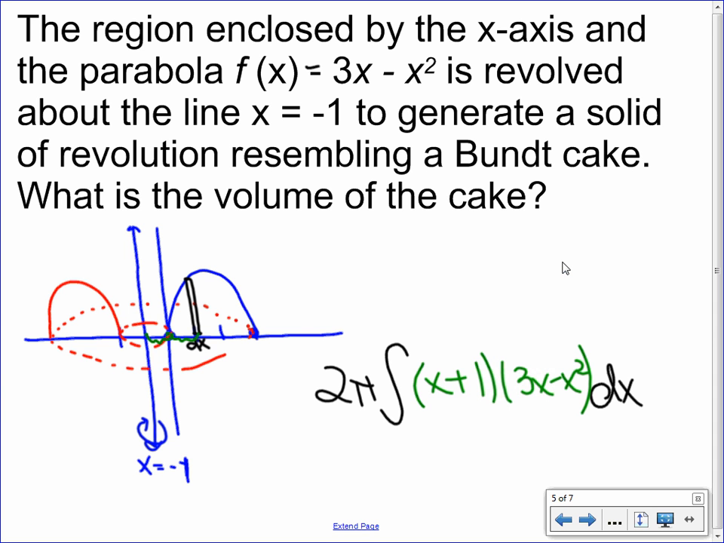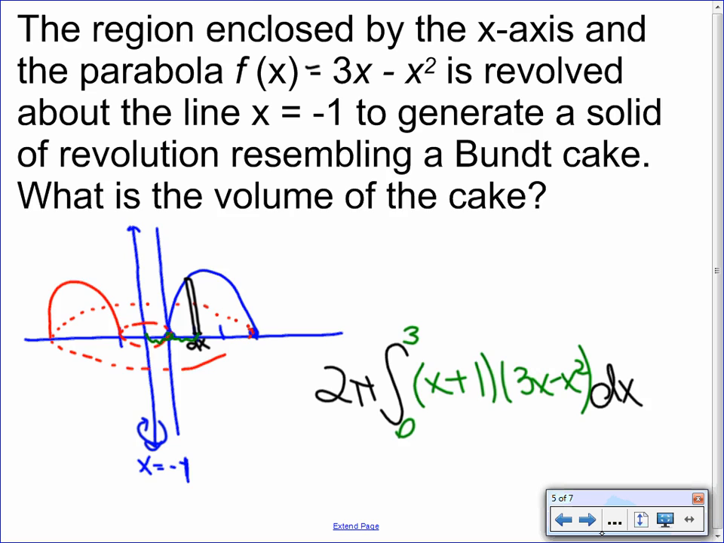When's the best time to use the shell? When's the best time to use the disc? We would go from 0 to 3. We probably need that, won't we? All right, any questions? You guys weren't really sure about the x minus the radius in the beginning. Is this picture making sense? Okay.